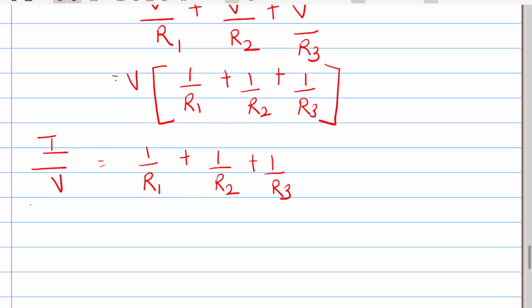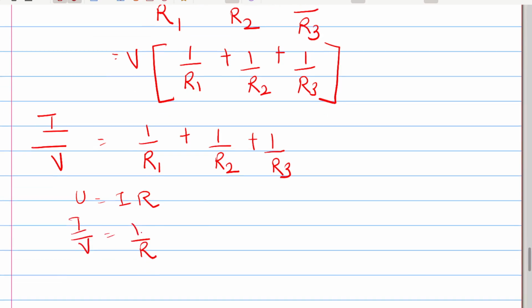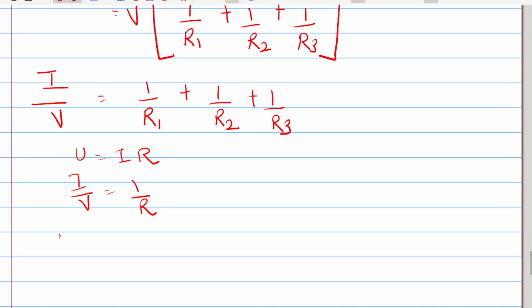So let us say, by Ohm's law, we know that V is equal to I into R. So I upon V equals to 1 upon R. So replacing the value, we'll get 1 upon R equals to 1 upon R1 plus 1 upon R2 plus 1 upon R3.